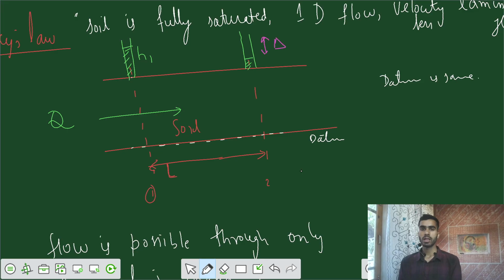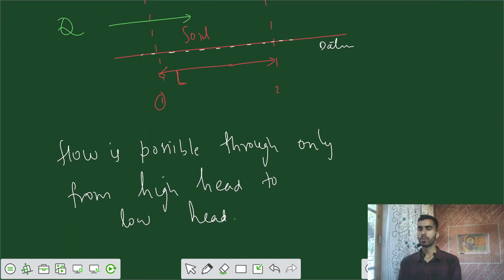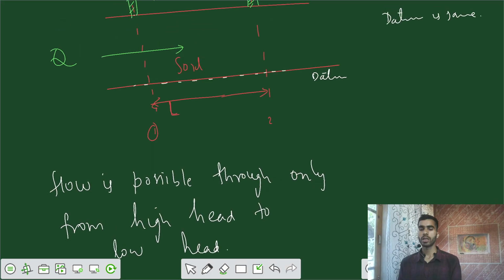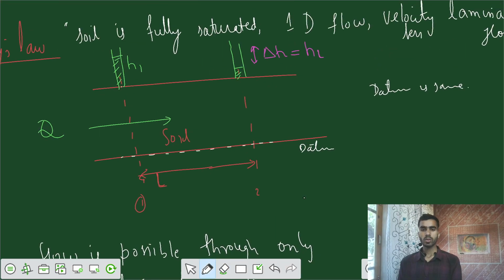So that was that we can write delta H, or delta head loss. That's your head loss. There should be some head loss between the two sections, such that the flow is possible from one section to another. Because the flow is there, and in this direction there is the soil, the soil is resisting that flow, so there is loss of total head between the two sections. If the flow is possible between the two sections, there would be loss of head.